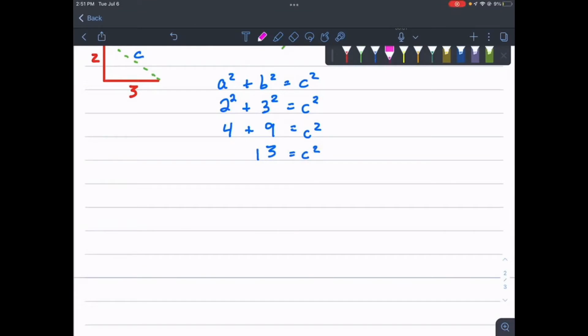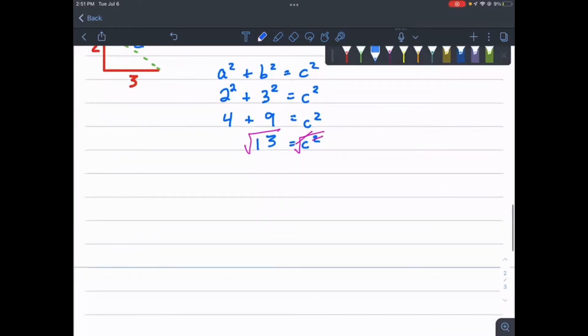Ultimately, we want to know what C is, so we need to get rid of this little 2 here. And the way that we do that is we square root that side. So the square root and the square negate each other, but if we square root the right side, we also have to square root the left side, and we end up with C equals, if you put this into a calculator, square root of 13, you get something like 3.60555, and we want to round to the nearest tenth.